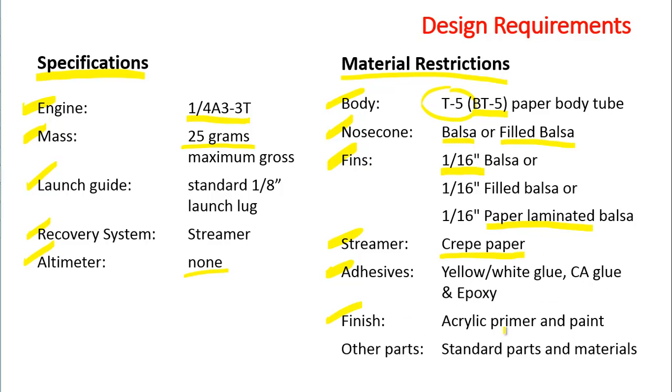Finish. You're going to want to paint your rocket. We're going to use a spray paint, an acrylic spray paint. We're going to use primer first and then go over top with colored paint. All other parts. Key is keep the standard parts and materials. Don't try to use anything exotic or unusual in this project. Keep it simple and basic.